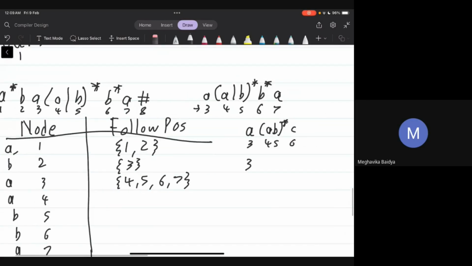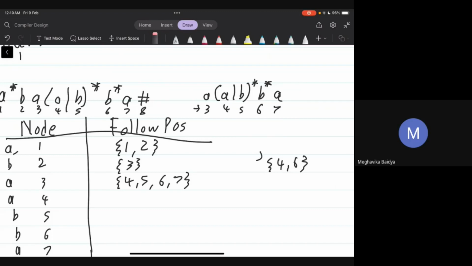So for 3, it can be followed by 4. 3 cannot be followed by 3 itself. It can be followed by 4. But 3 cannot be followed by 5 because it has to be consecutive, right? 3 then 5 cannot come directly. It has to go through 4. So the follow set of this 3 would be 4, and if this AB doesn't come, then it will be 6. Okay, got it.